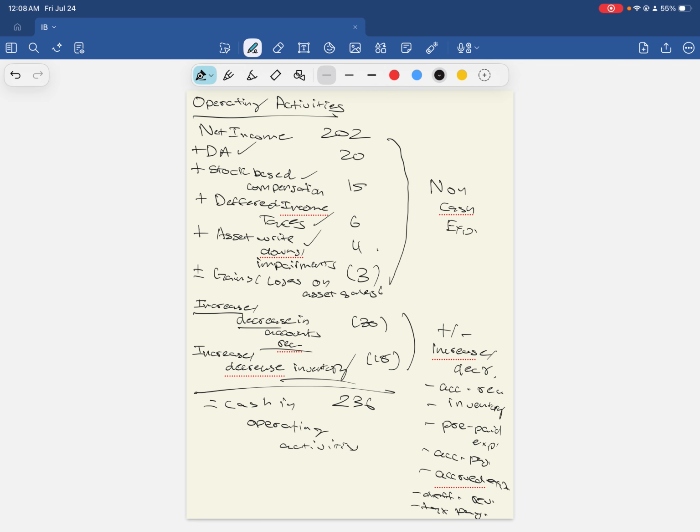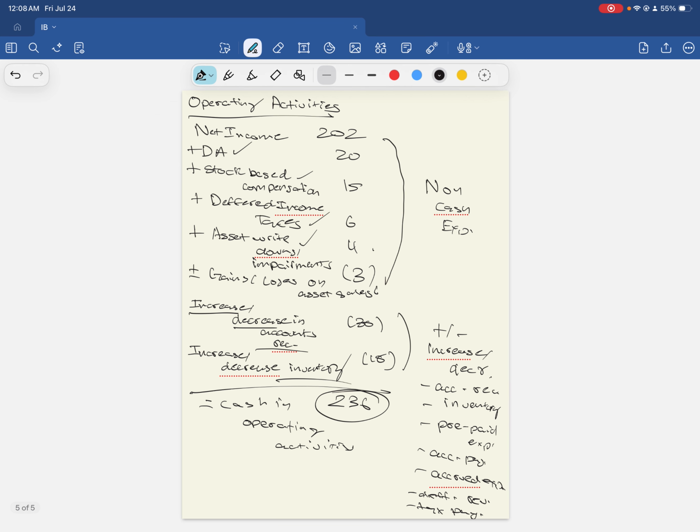It's $236, which is against a profit of 202 from your net income. And that's super important when you're accounting for cash inflows and cash outflows. So number one, your operating activities, right? Let's just say it's 236. Let's go to the next page now.